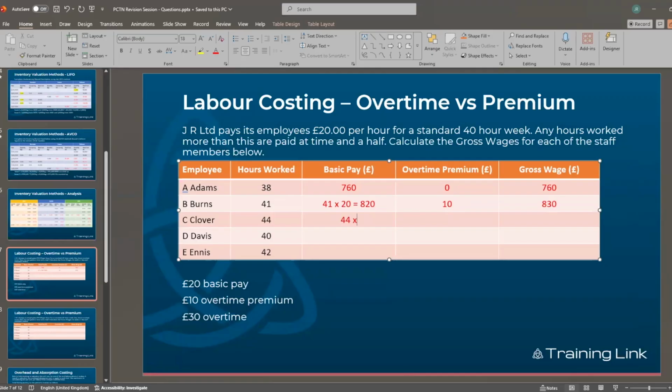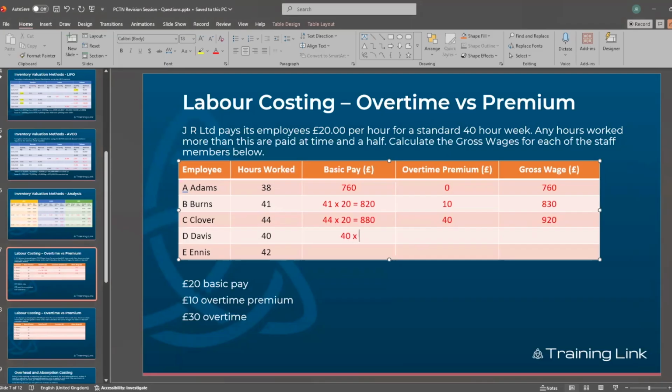Same applies to C Clover. This time 44 basic hours worked, so times that by 20 should give us 880. There's 4 hours extra worked there, so 4 times 10 is our £40 on the overtime premium. So that gives us a gross wage of £920.